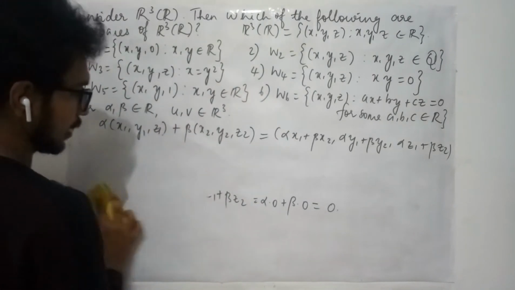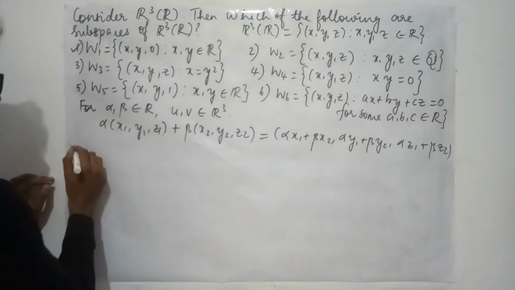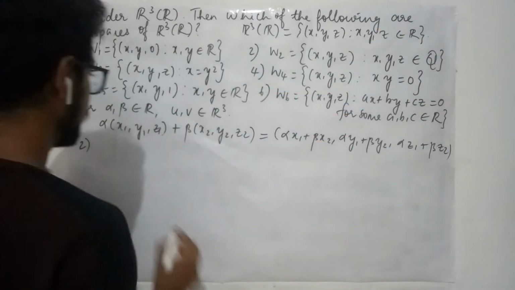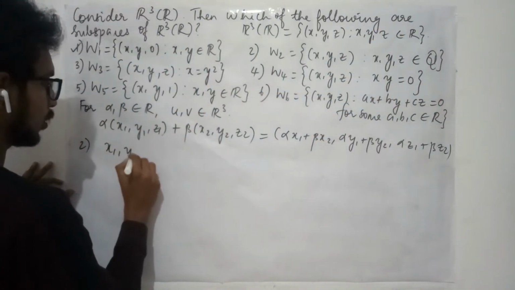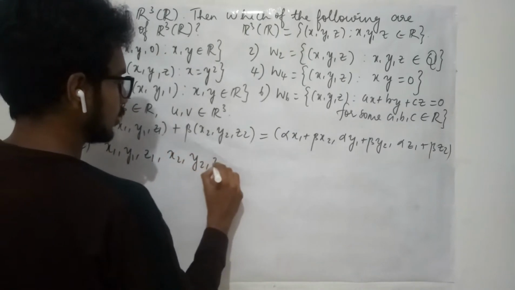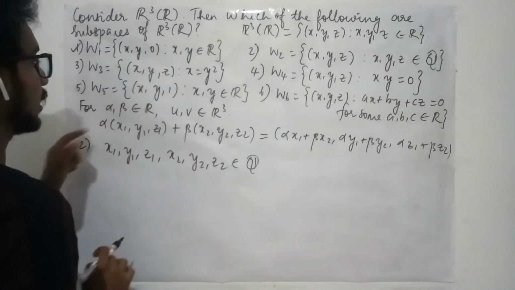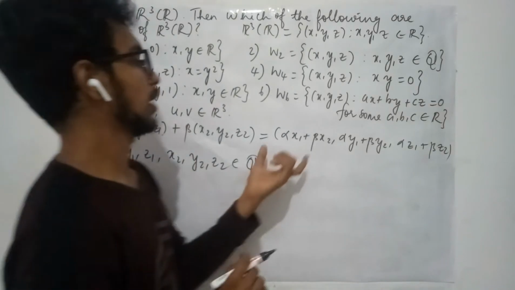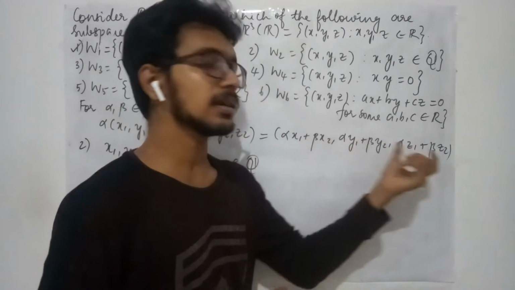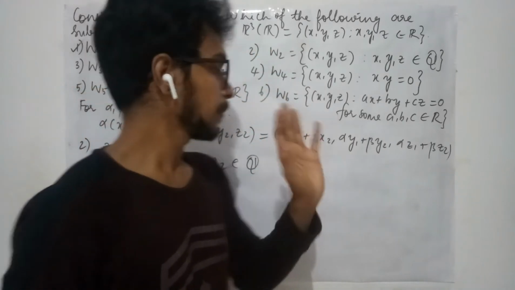Now let us go to the second. What is given? It is given that these entries are rationals. Therefore, your x1, y1, z1, x2, y2, z2, these are rational quantities, and your alpha and beta are real quantities. Now you will have to say these are rational quantities. If you say these are rational quantities, you can come to the conclusion that it is a subspace.